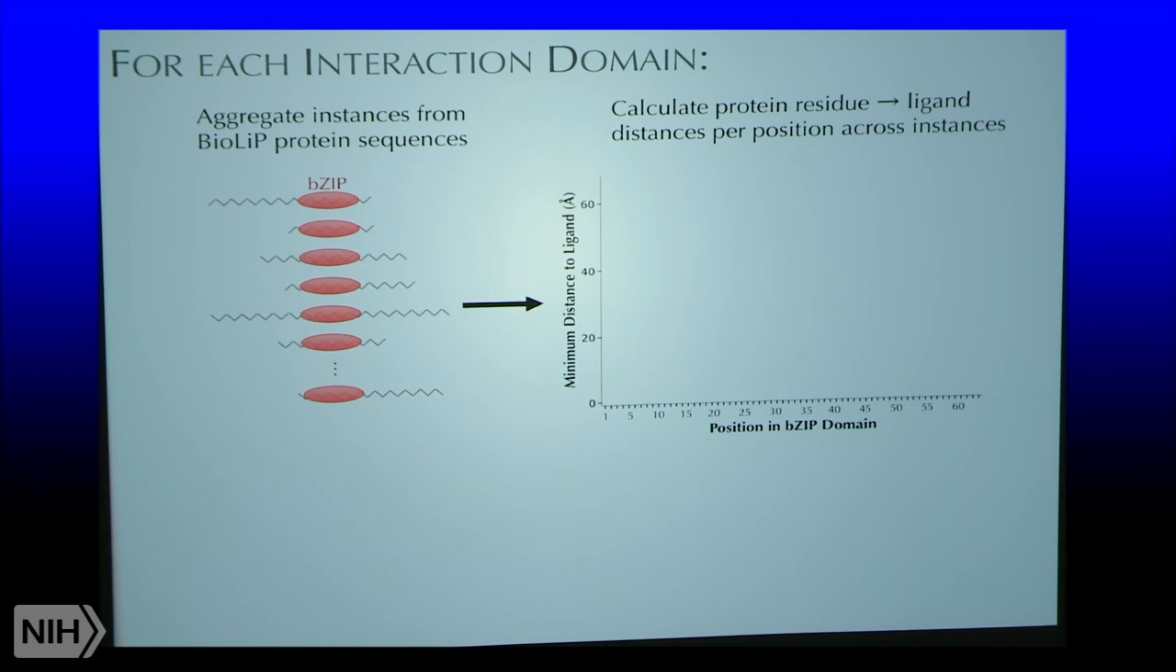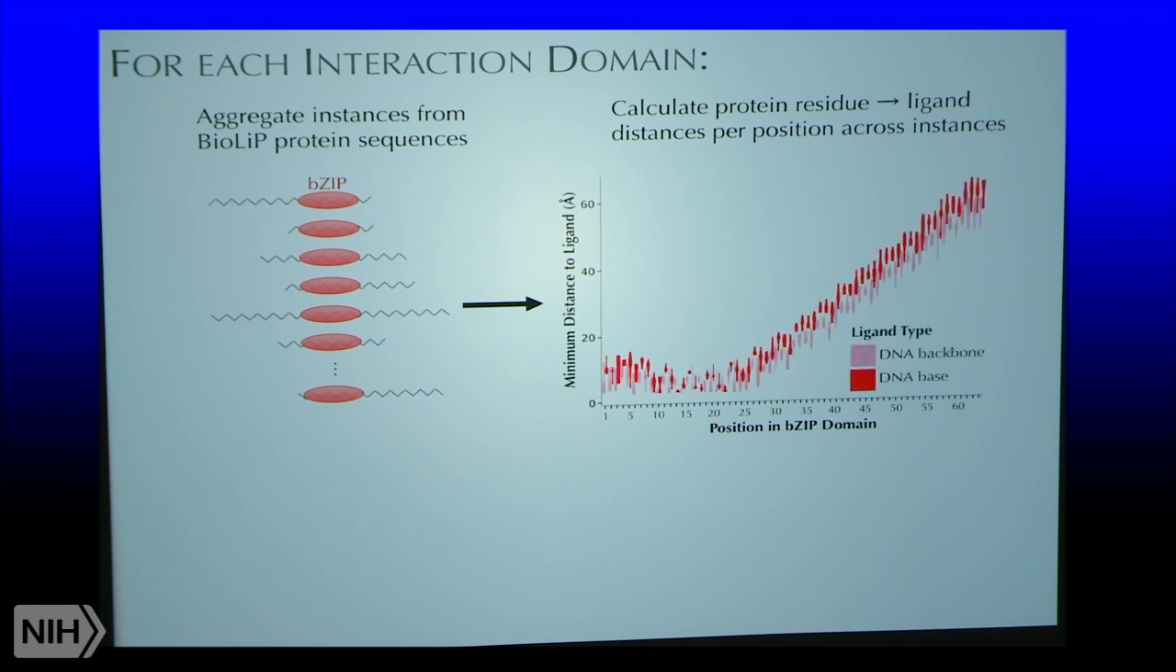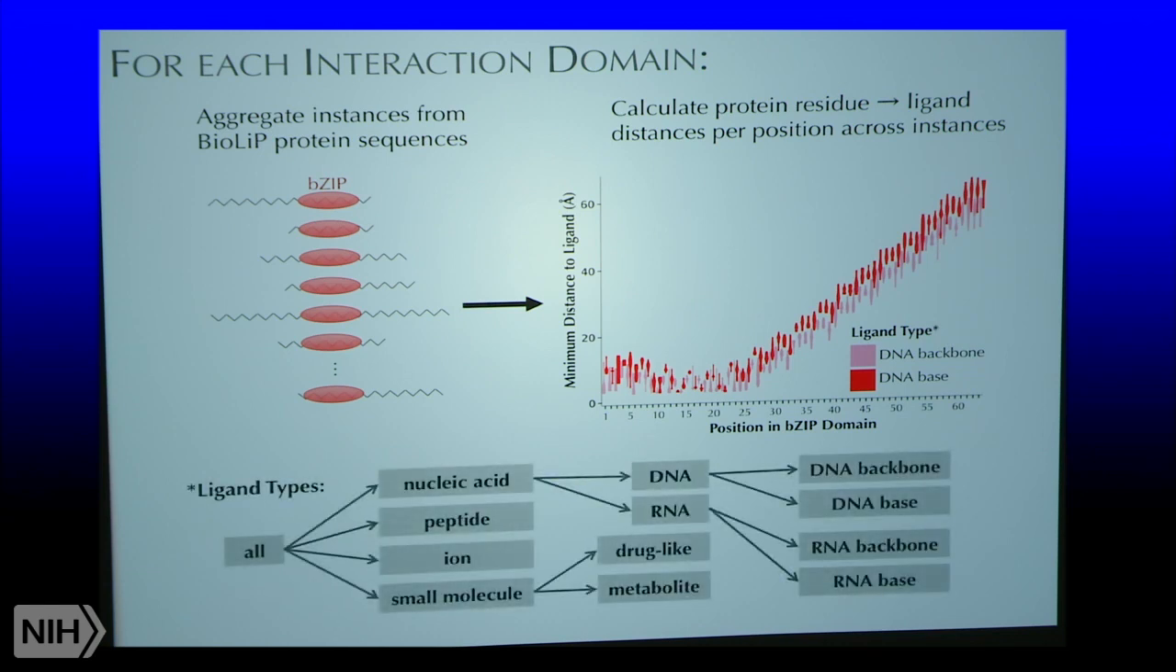In this particular case, the bZIP domain interacts with DNA. So as we go down the positions in the bZIP domain, we can compute the distance of, for example, position 1 in this structure, position 1 in this structure, position 1 in this structure, to DNA. What I'm showing here are box plots of those distances, both to the DNA backbone and to the DNA base. When you look at a picture like this, where things are up close in this part of the domain and further away here, you can infer that this is the part of the domain that interacts with DNA. We did this not just for DNA, but for peptides, ions, small molecules, and various subsettings of this.